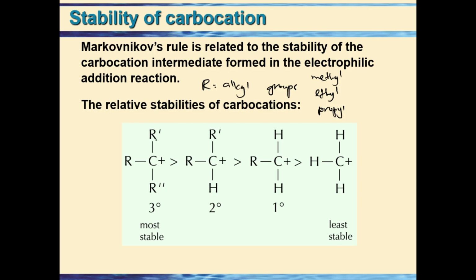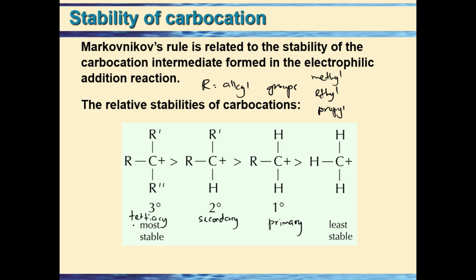Positive carbon is bonded to 3 alkyl groups. We call it a tertiary carbocation. This is read as tertiary. If bonded to two alkyl groups, this is a secondary carbocation. Bonded to one alkyl group, we call it a primary carbocation.